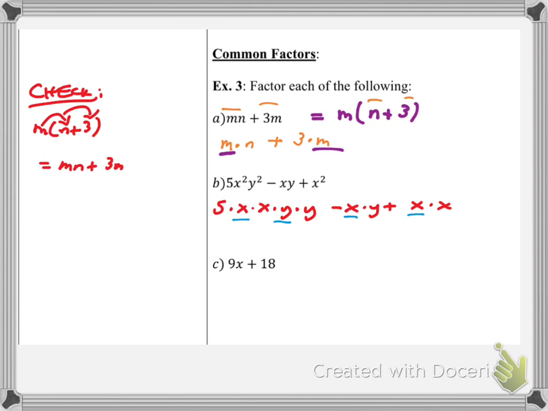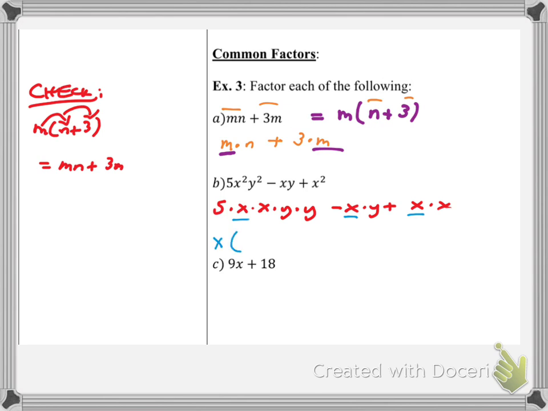Oh no, actually, not a y. Hope someone caught that. Not a y, just an x that's common in each term, right? Just one x too, because although these two have two x's, it has to be common in every term. So the only thing that's going to be factored out here is x.